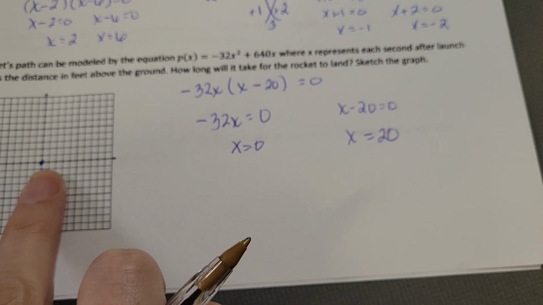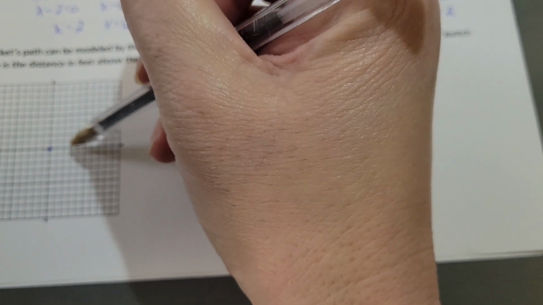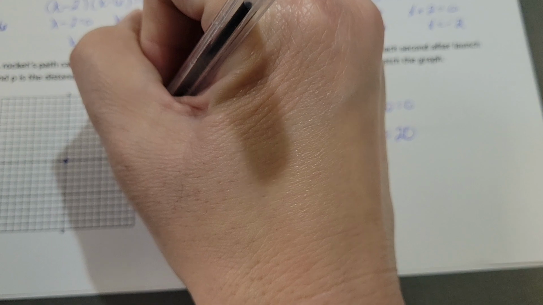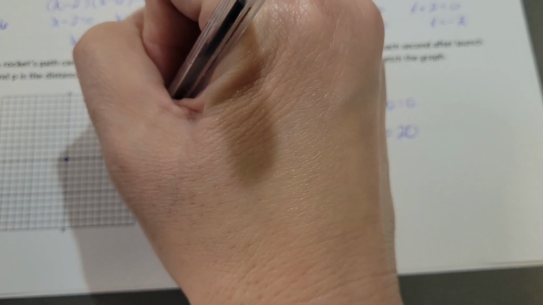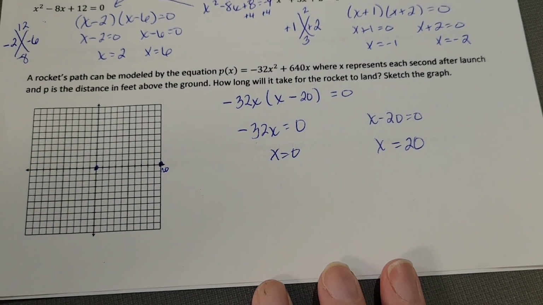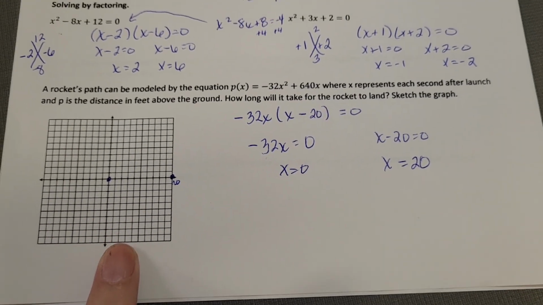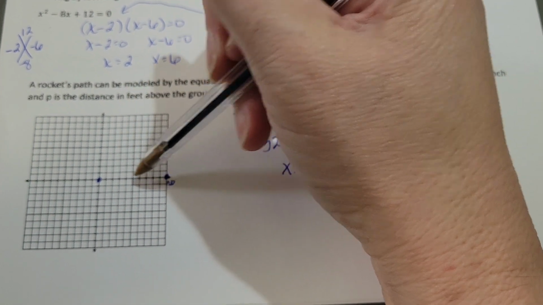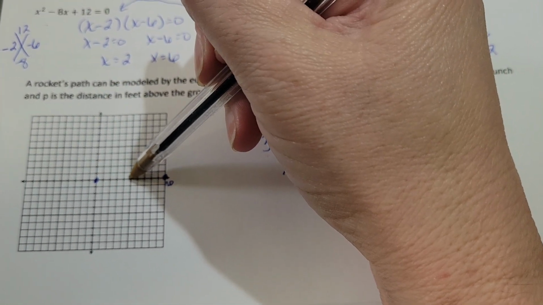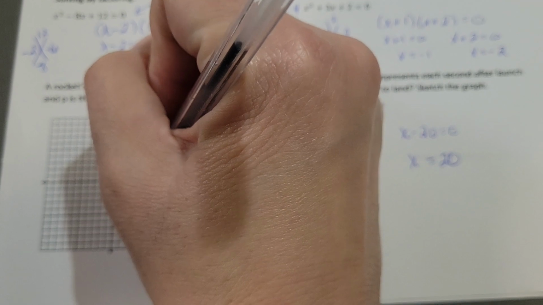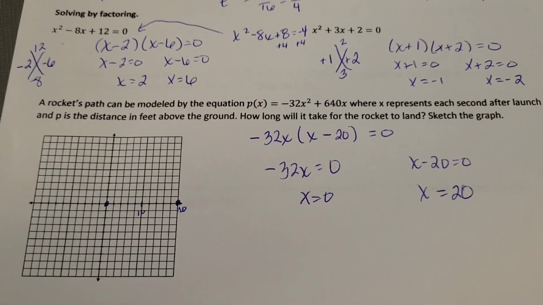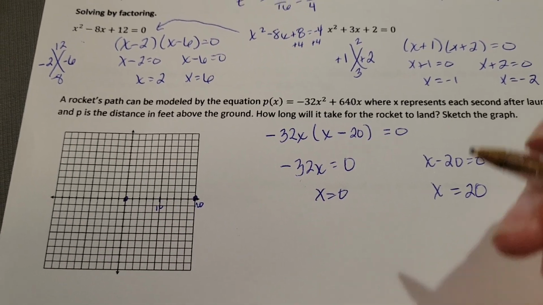So I'm going to make each one of these little boxes, let's say, 2, 4, 6, 8, 10, 12, 14, 16, 18, 20. Perfect. So it comes back down here at 20. Now, if I wanted to sketch this graph, the vertex of my graph is going to happen halfway in between the two of these. So my vertex is going to happen here at 10. And that's going to be the highest point of the graph. So that's going to help me get a shape of my graph.